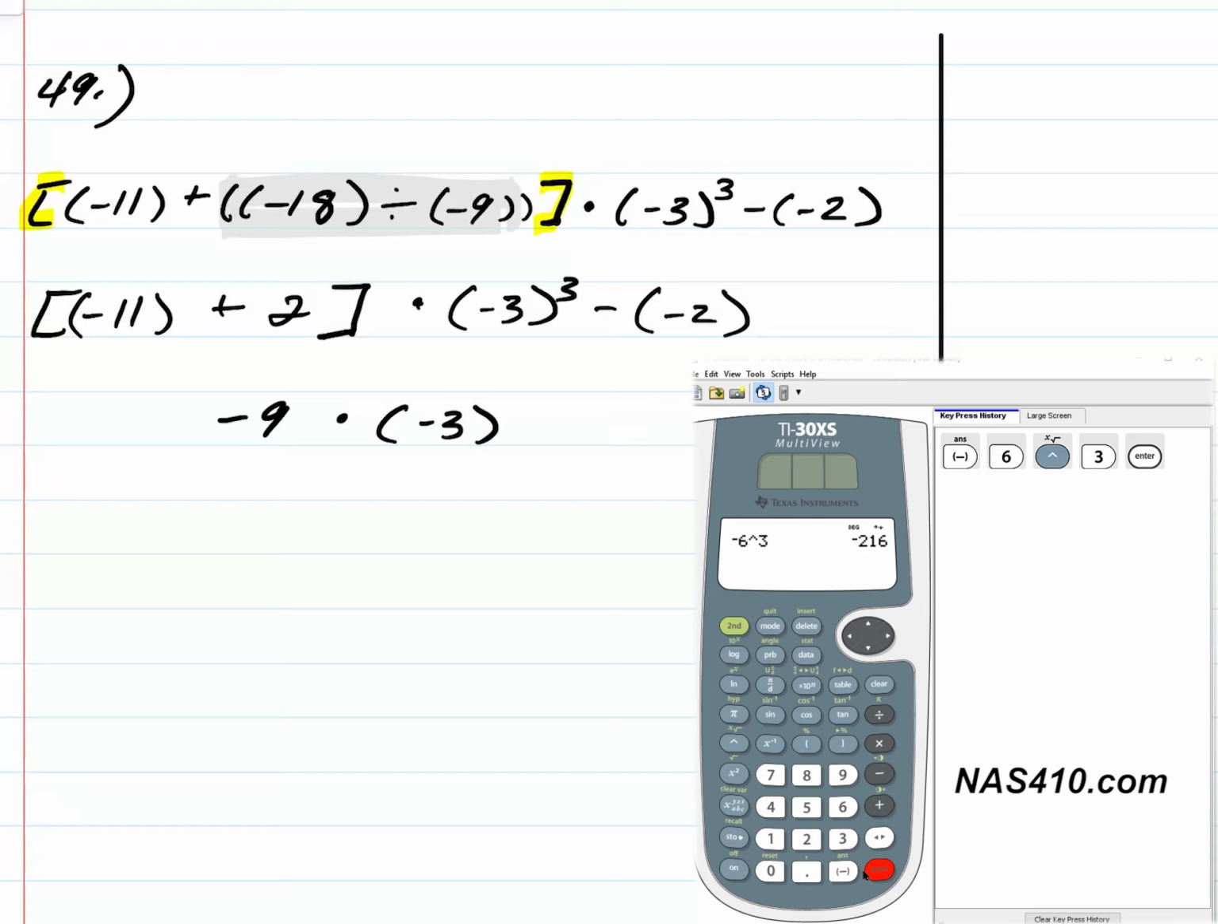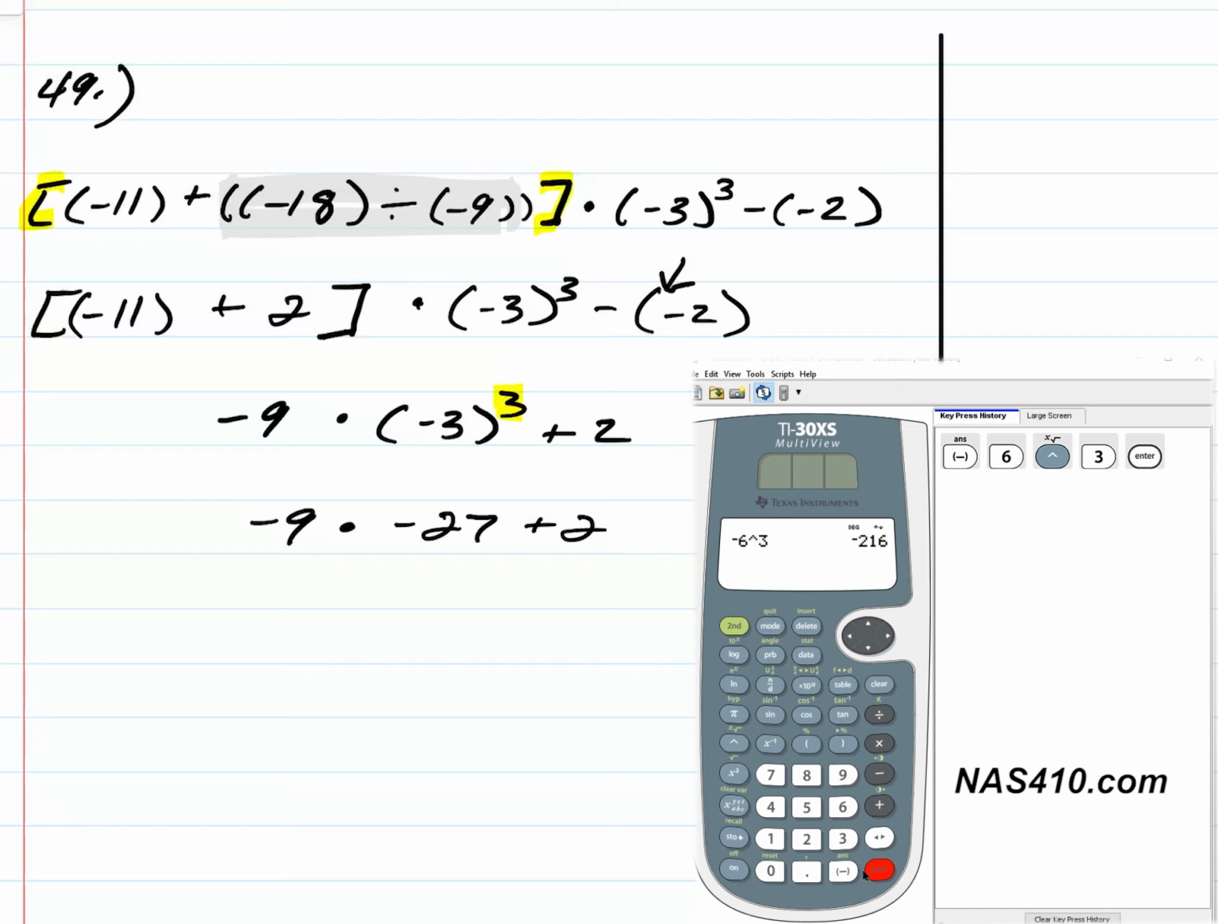Okay, and here a negative and negative makes a positive, so I'm just going to put plus 2. Okay? So next, I'm going to tackle my exponent. 3 times 3 is 9 times 3 is 27, so 3 to the third is 27. Okay, and so I have negative 9 times negative 27 plus 2.